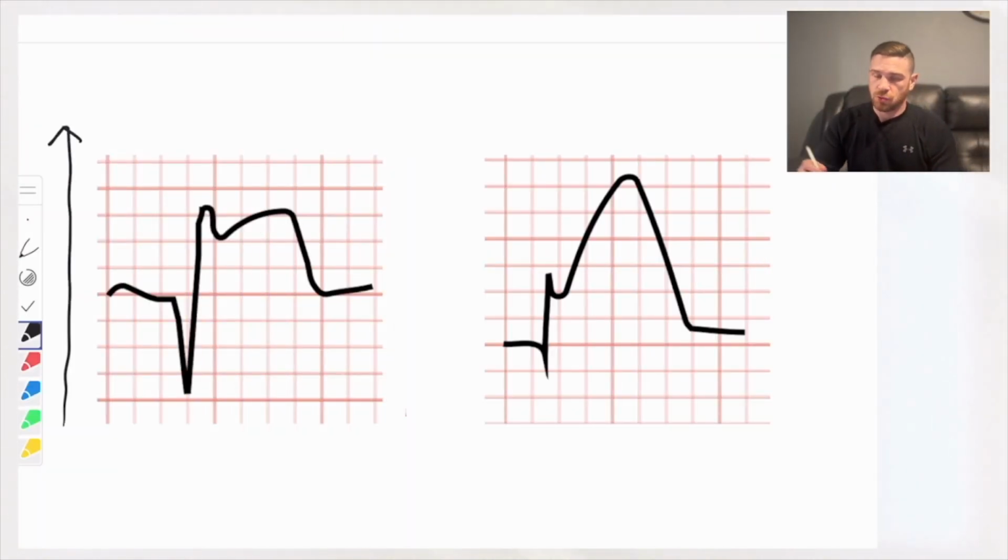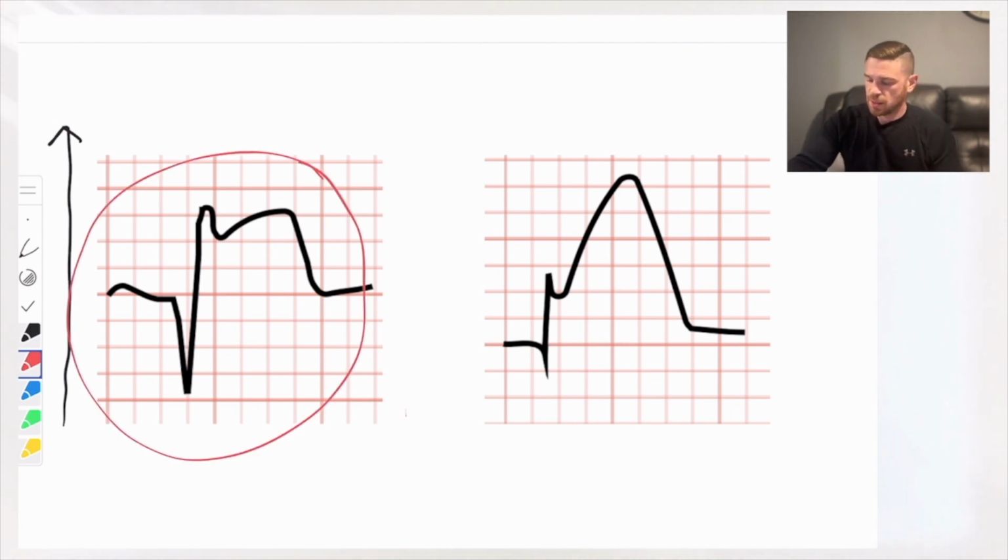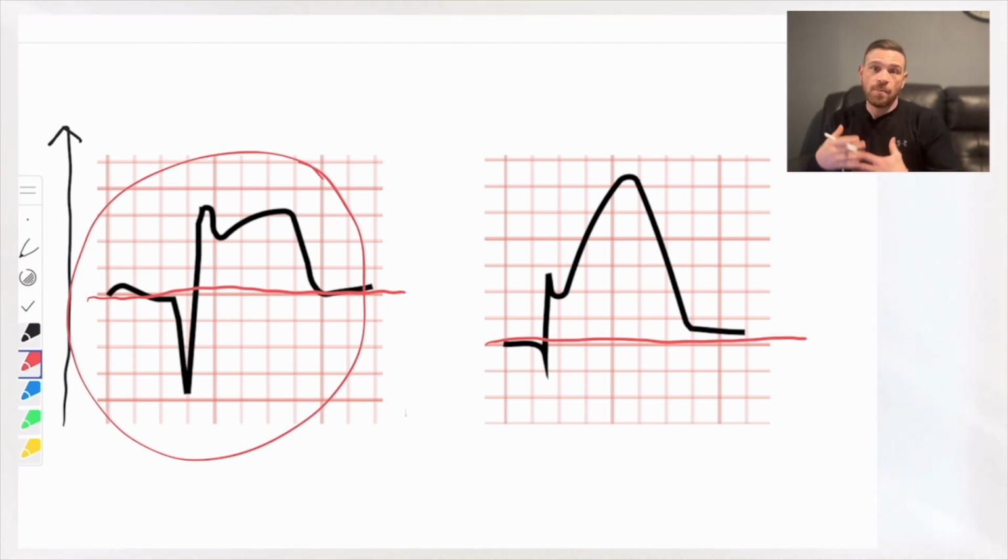Remember that amplitude is measured on the vertical axis. What would we use this for? Well, let's say we're looking at a 12-lead EKG and we see these beats and it looks like there's ST elevation. We're going to consider where the baseline is, and then we're going to measure from the baseline to the J point to determine how many millimeters or how many millivolts of ST elevation there is.